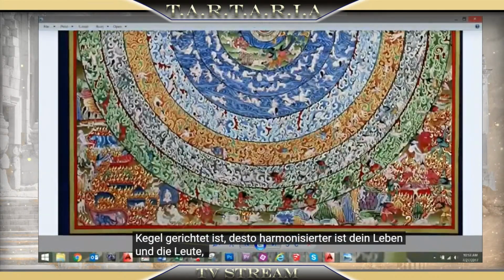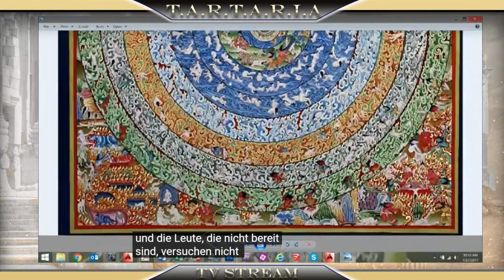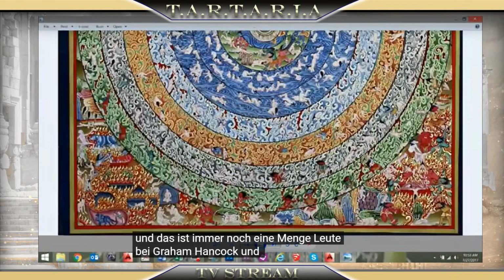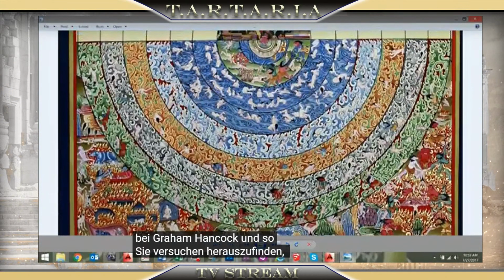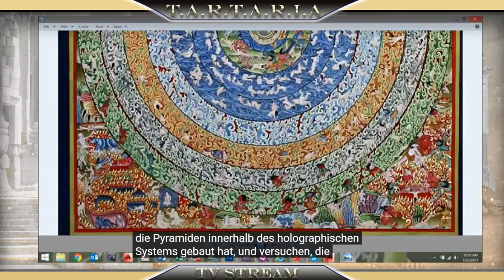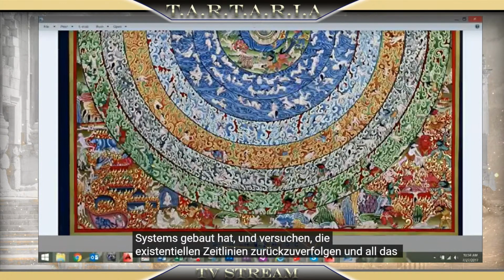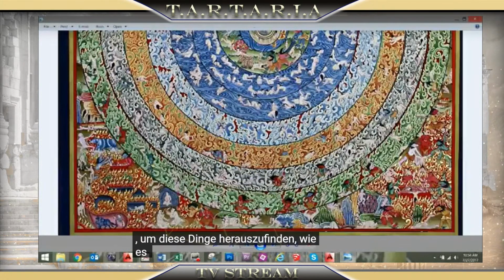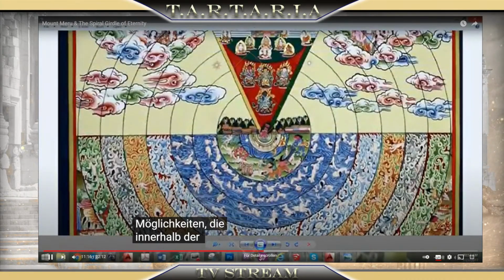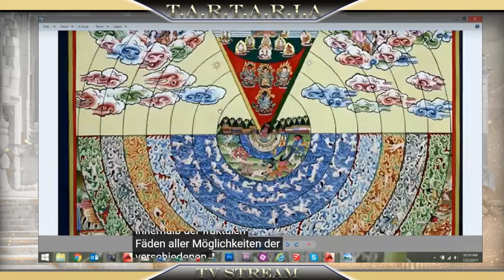And so the people that are not ready are not even looking to organize. They are frantically trying to organize existence. And that's still what people like Graham Hancock and others do. They're trying to figure out who built the pyramids within the holographic system, trying to trace back into the existential timelines, as if it says anything at all about reality. It only describes the infinitude of possibilities that have come and gone within the fractal strings of all the possibilities of the different dimensions.